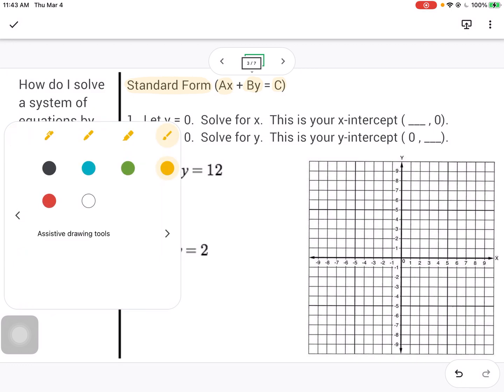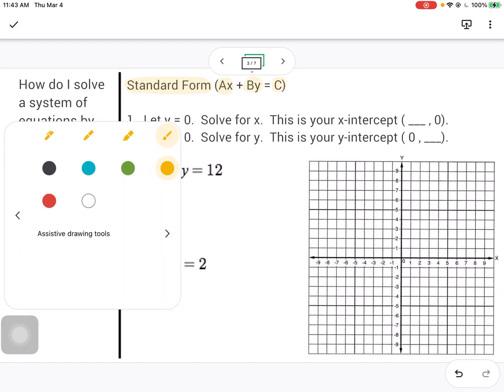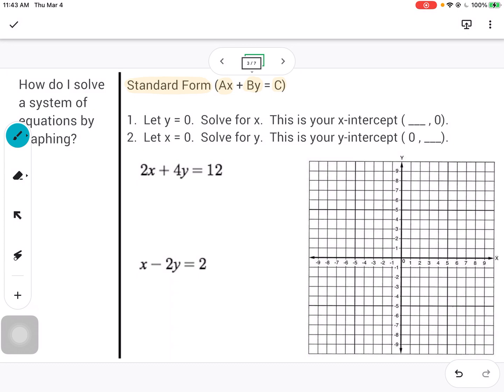So in order to solve this system of equations, we have to be able to graph these equations. We're going to graph it by using a method called intercept graphing. I don't actually know if it's called that. But we're going to find our x-intercept and our y-intercept for both equations. So first, we're going to let y equals 0 and solve for x, and that will tell us what our x-intercept is.